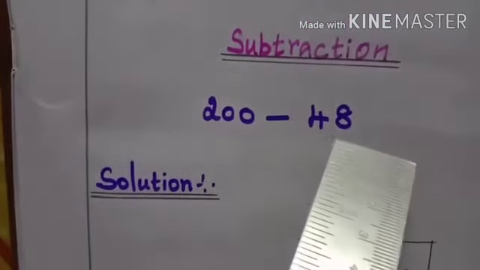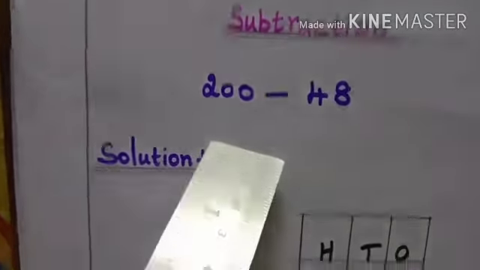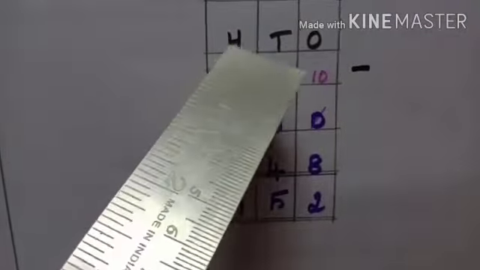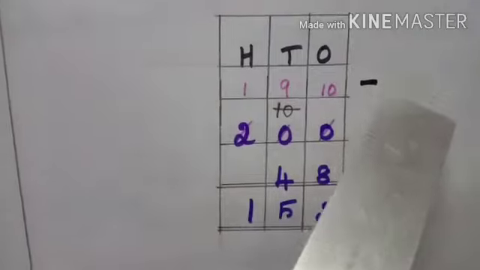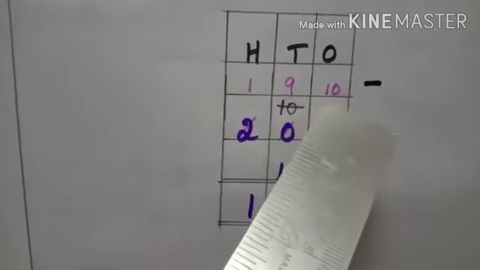Subtraction of decimals. Subtraction of decimals is nothing but like the normal subtraction of numbers. How do we subtract this number? 200 minus 48. Here also we have to arrange it in columns: ones, tens, hundreds, and then subtract. We have to subtract from right to left.